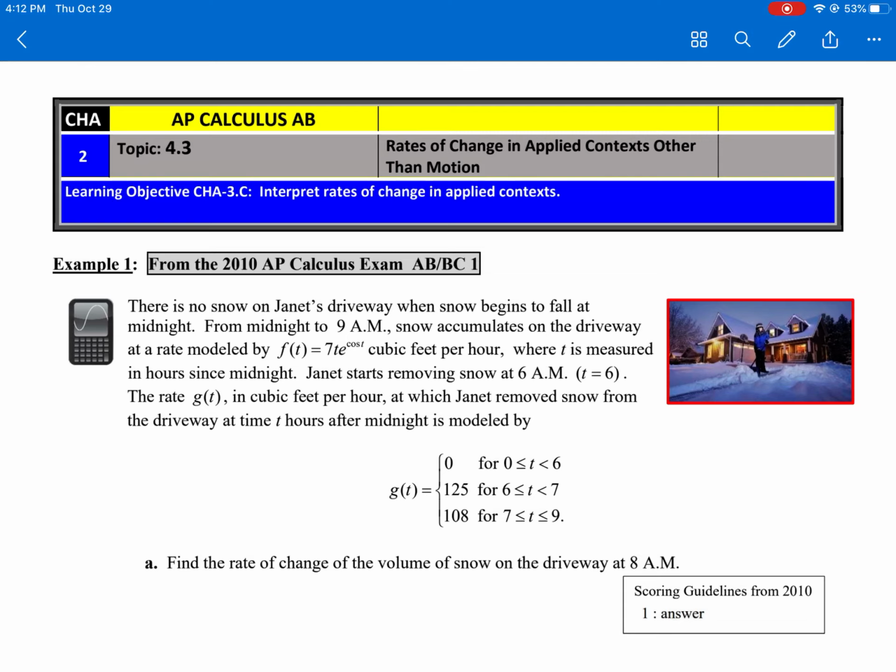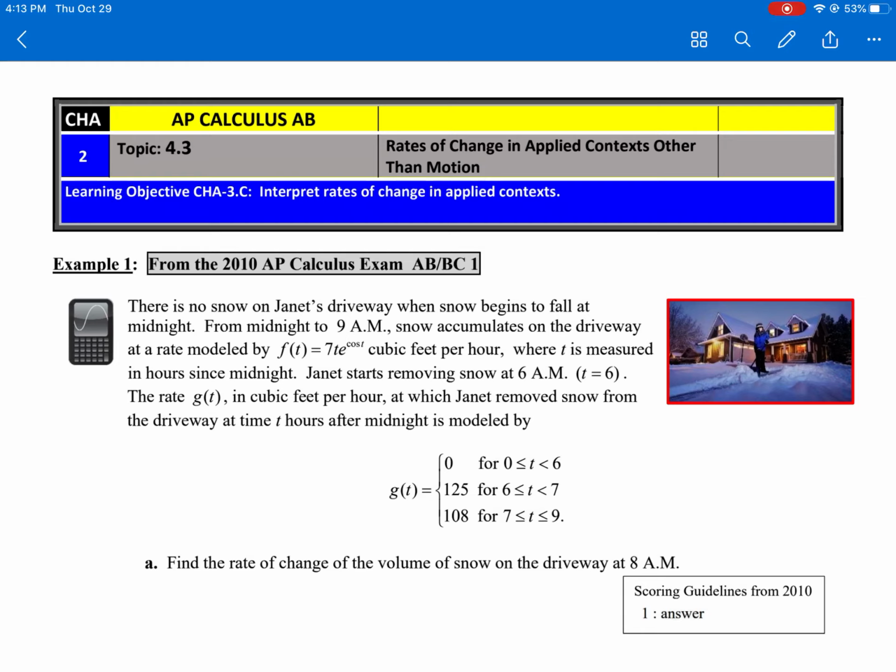This is where we're going to be talking about rates of change in applied context other than motion. So our learning objective is to interpret rates of change in applied context. One thing that we're going to note is all these questions come from your AP exam. On the AP exam you will definitely see a question with this rate in, rate out type of problem. And if we have never practiced it, it can look a little difficult, like how in the world do I compute this? But in reality, it's not too bad.